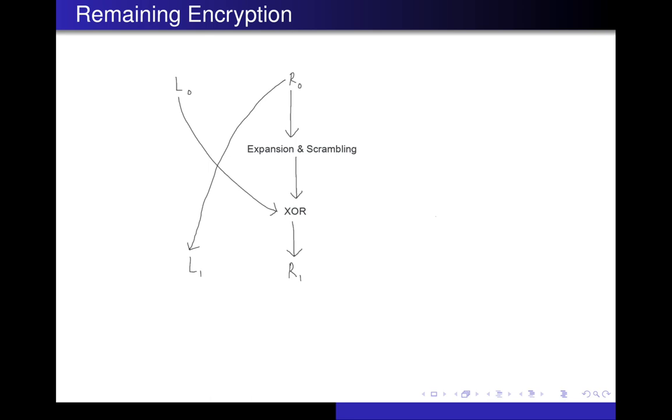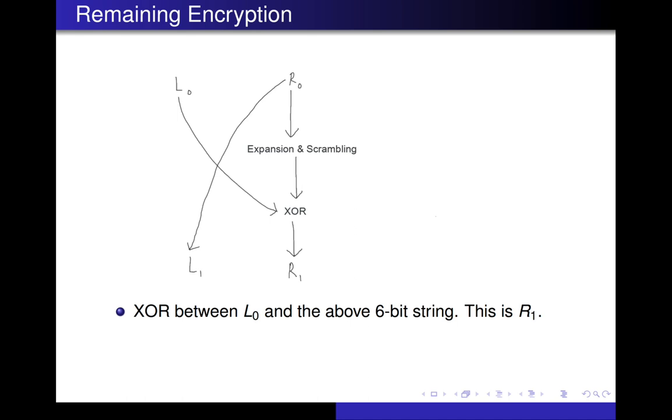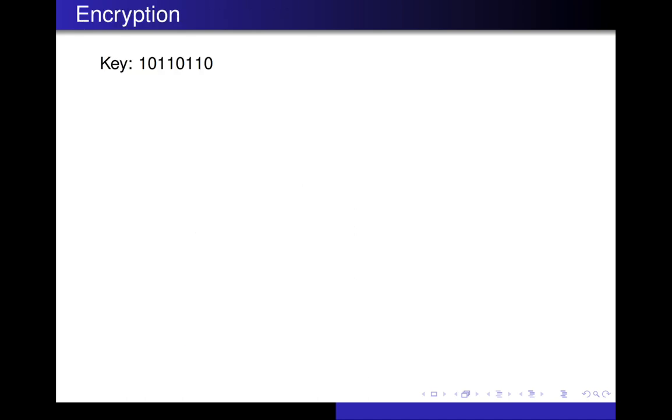All right, and then after we do the expansion and scrambling, the rest of it is actually pretty straightforward, right? We take those two 6-bit strings, the L0 and what came out of our expansion and scrambling, and we do the exclusive OR operation on them, and then that becomes our R1, and our L1 is our R0, and that's kind of the end of that process.